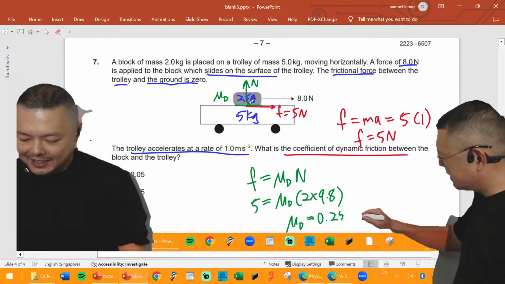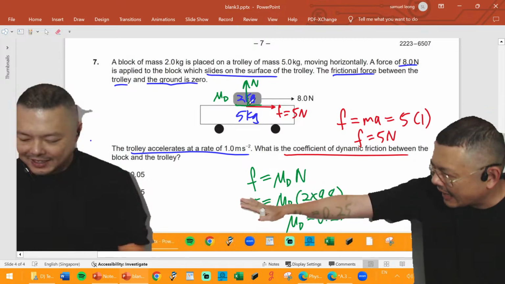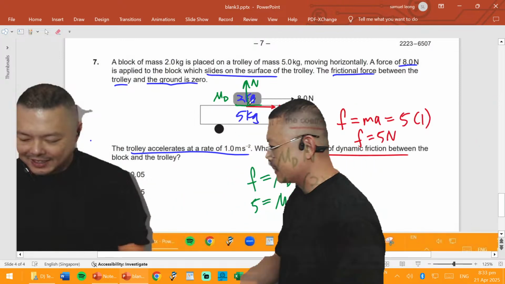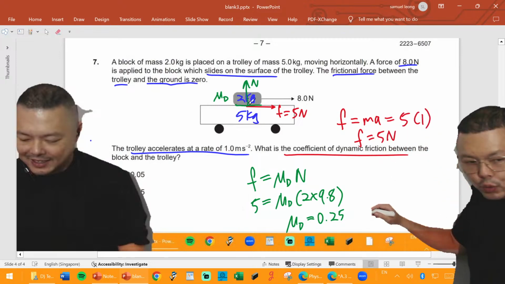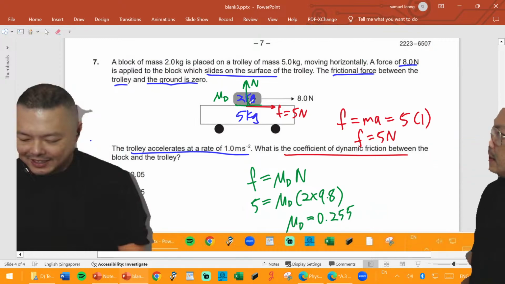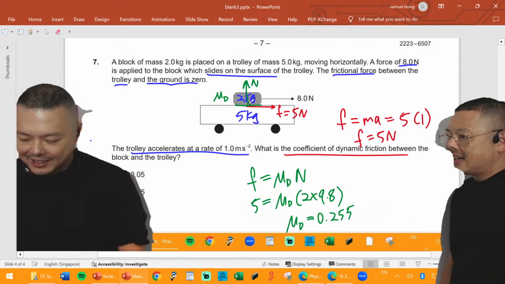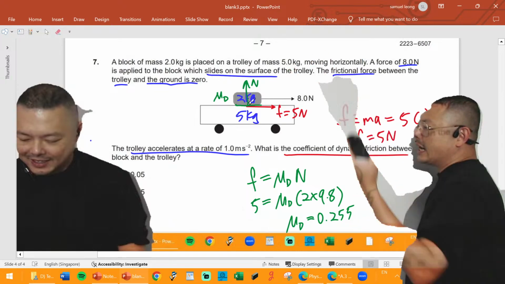But in this case, if your options... I can't see my own options. I'm blocking it myself. I'm so sorry. I couldn't find a part where... 0.25. Yeah.